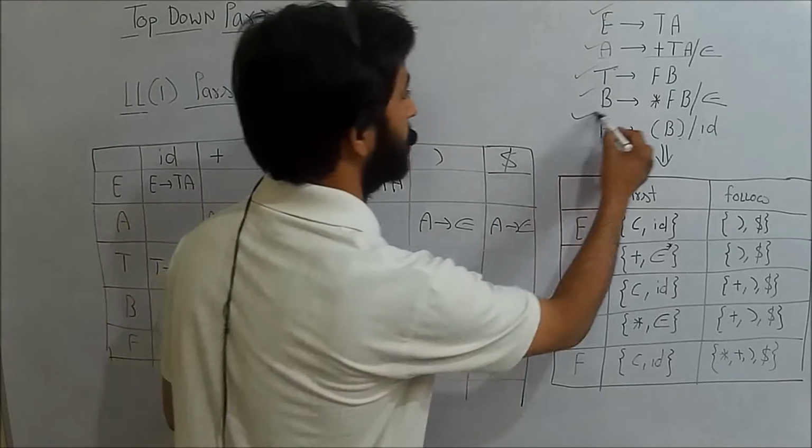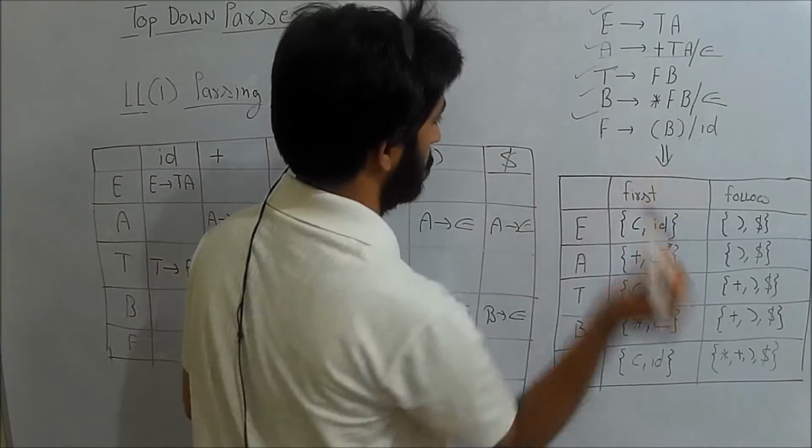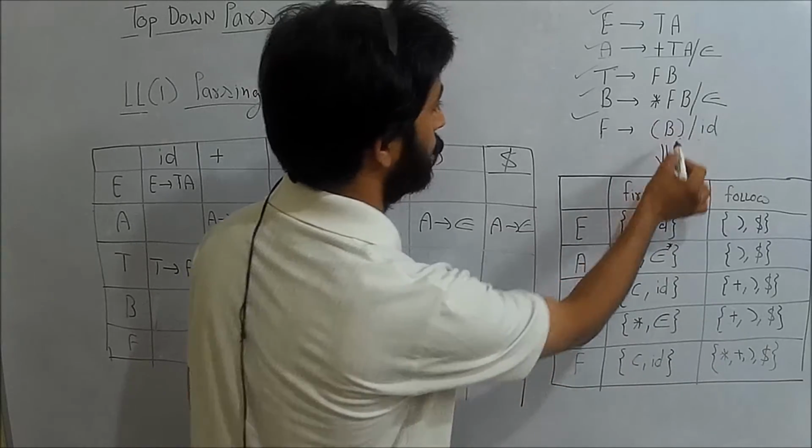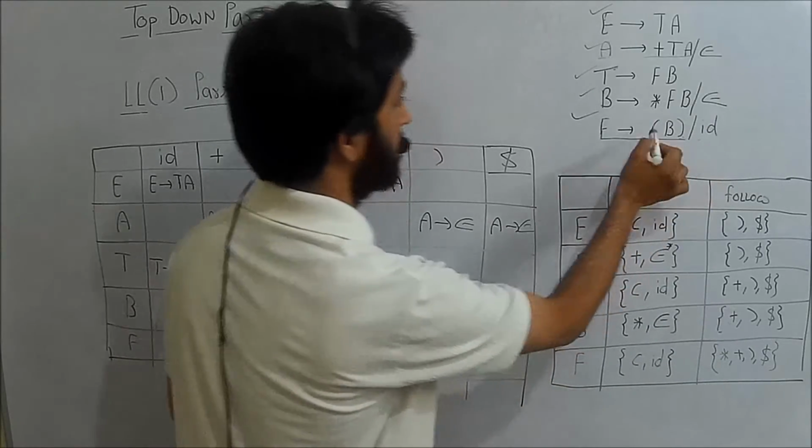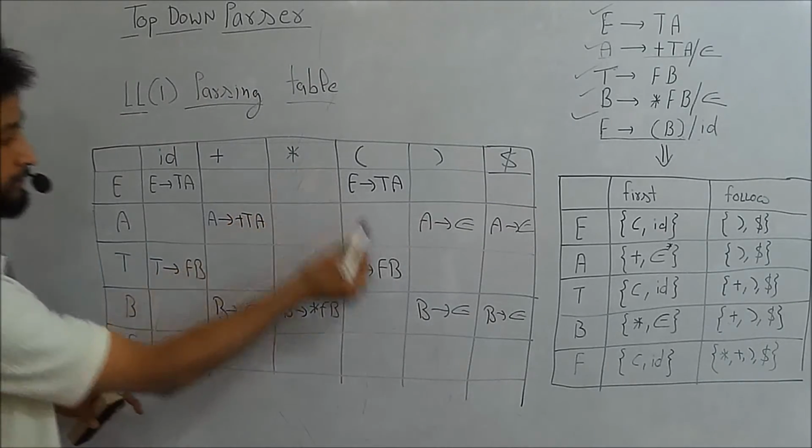And the next case is the production for F. The next production is F derives starting brace E and close brace. So I have to put this production under the first of this, and the first of this is the starting brace.